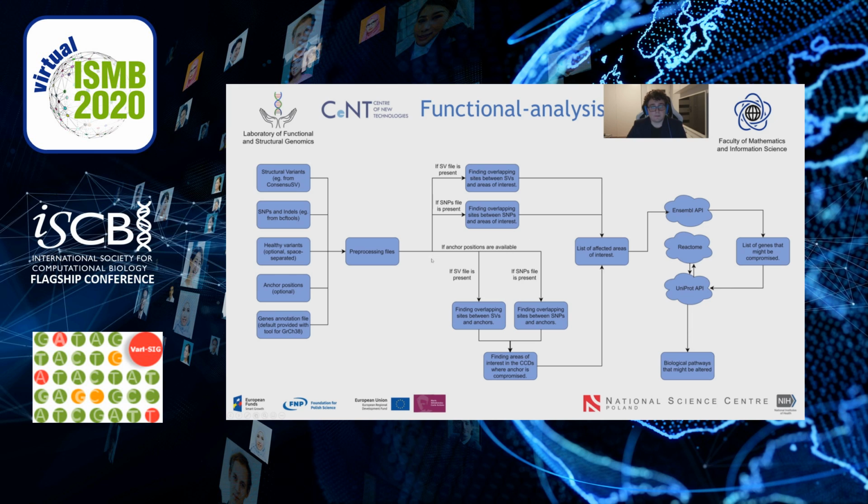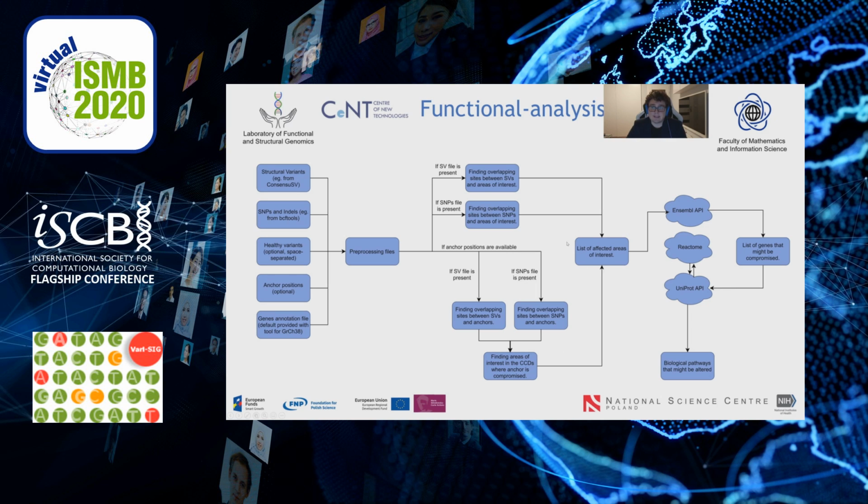In case the ChIA-PET experiment results are provided to the tool, we also do the 2D analysis. As you can see, we are looking for overlapping sites between SVs and anchors, and in case it's overlapping, we simply consider the whole CCD. We simply look for all the areas of interest in the CCD where the anchor is compromised, and we put it on the final list.